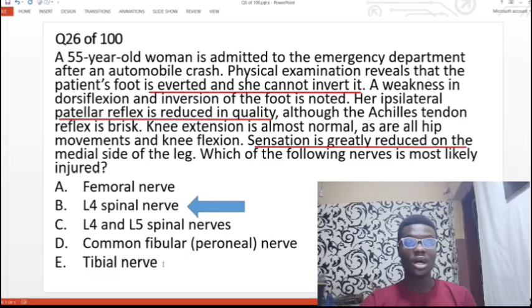The tibial nerve controls plantar flexion and flexion of the toes. The question also mentioned that the Achilles tendon reflex is brisk, which means it is normal and very sharp. The Achilles tendon reflex is mainly used to test the S1 and the S2 spinal nerves, specifically the S1. So it means the L5 and S1 spinal nerves are still normal. So the plantar flexion is still normal, which means the tibial nerve was not affected.